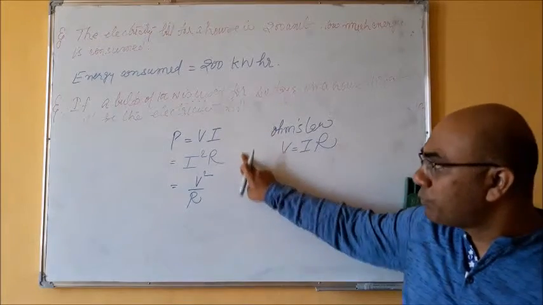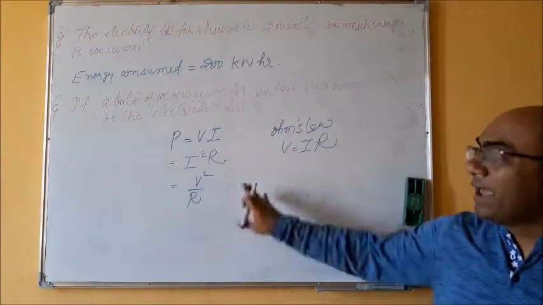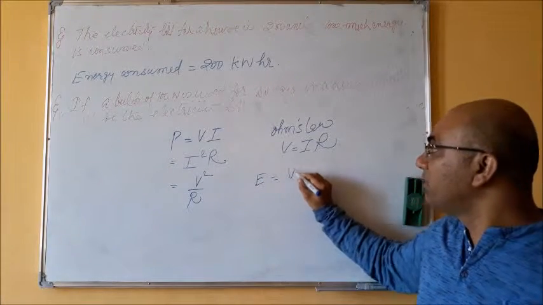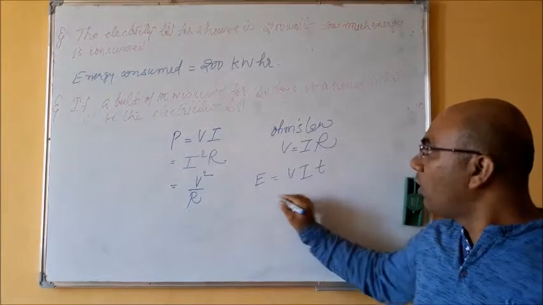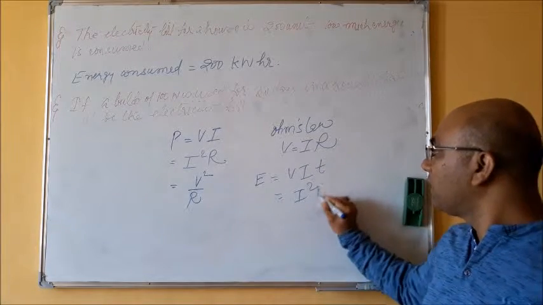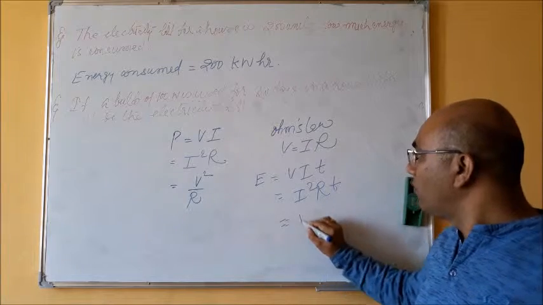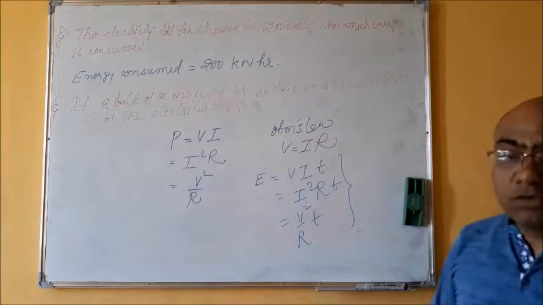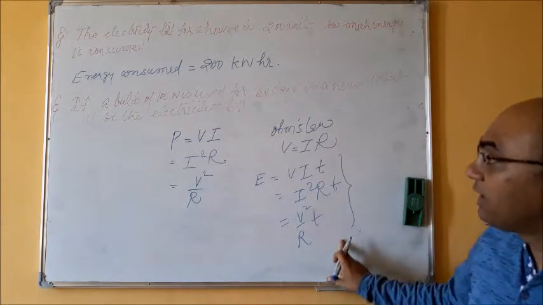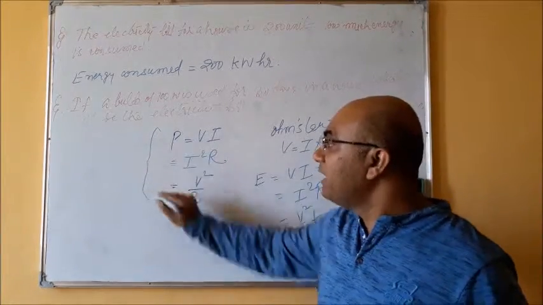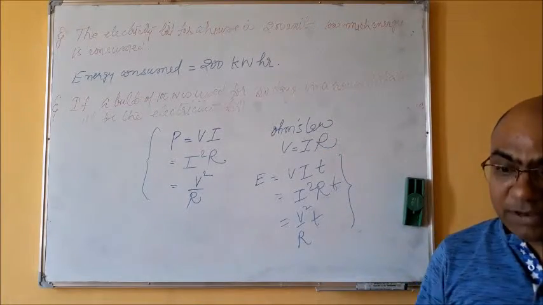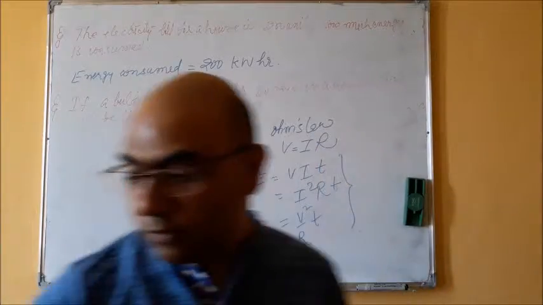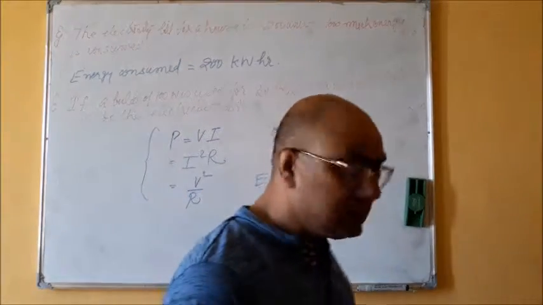So this means power can be given by any one formula, and in the same way energy can also be given as VIT or I squared RT, or V squared upon R times T. Any one formula can be used to calculate the value of electrical energy. At the same time, any formula can be used to calculate the value of power in a circuit. So I hope the concept of power and electrical energy is clear to you.